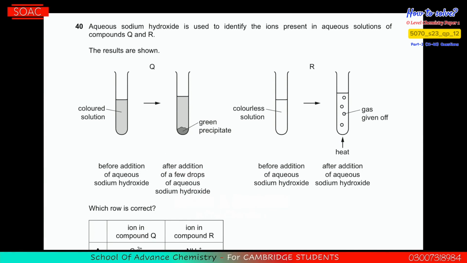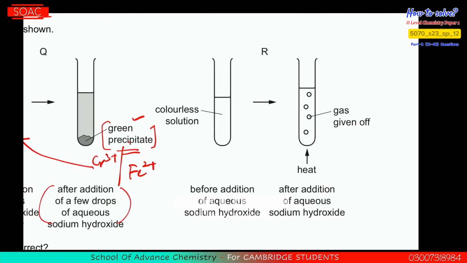Question number 40, the last question. Aqueous sodium hydroxide is used to identify the ions present in aqueous solutions of compounds Q and R. The results are shown. For Q, before addition of sodium hydroxide, it is a colored solution, and after addition of sodium hydroxide, a green precipitate forms. So it may have chromium 3 positive ion or iron 2 positive ion in its solution. Come towards R, a colorless solution.